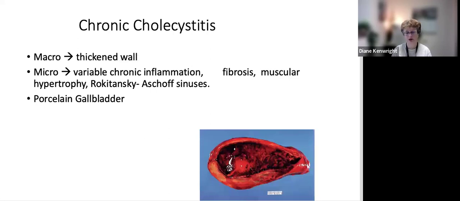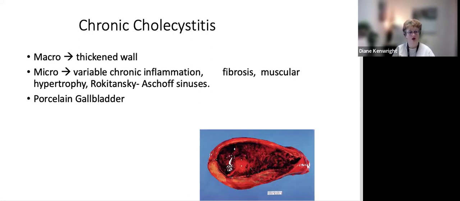So macroscopically, we have a thickened wall. The gallbladder there at the bottom shows a very thick gallbladder wall. And microscopically, we see chronic inflammation with fibrosis, muscular hypertrophy, and these things called Rokitansky-Aschoff sinuses, which I will explain to you in a moment. Sometimes the whole gallbladder becomes calcified, and then we call it porcelain gallbladder.